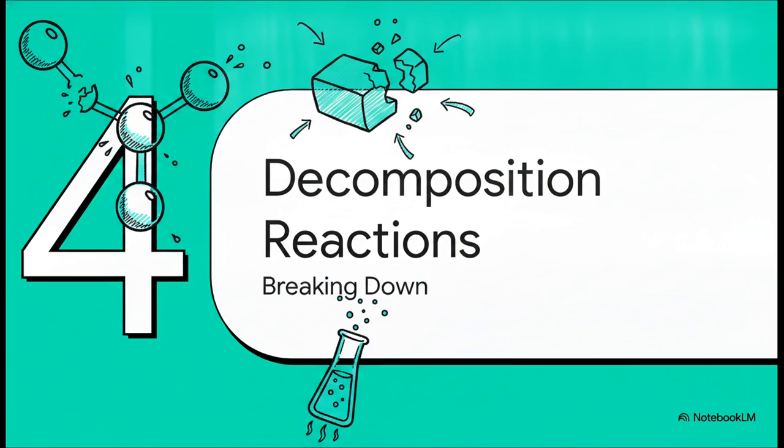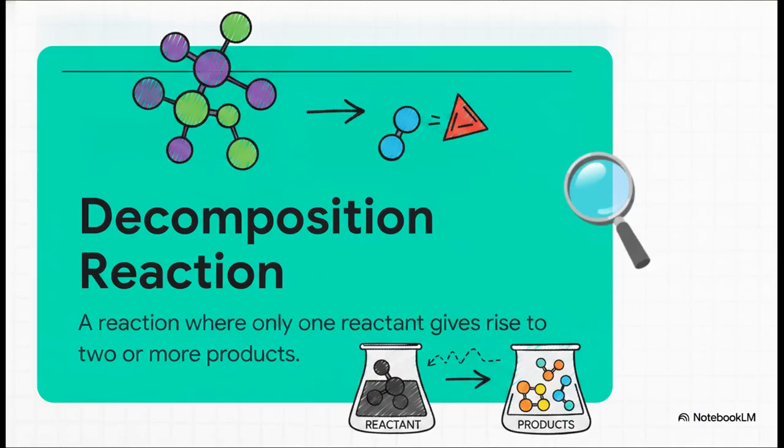Decomposition reactions, breaking down. So, we've just seen substances coming together as friends. Now, prepare yourselves for the exact opposite behavior. A decomposition reaction is defined as a reaction where there is only one reactant, but it gives rise to two or more products. Notice how this is literally the reverse logic of the combination reaction we just looked at? We start with a single, complex entity, and it just breaks apart into simpler pieces.